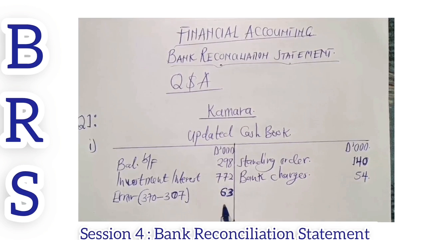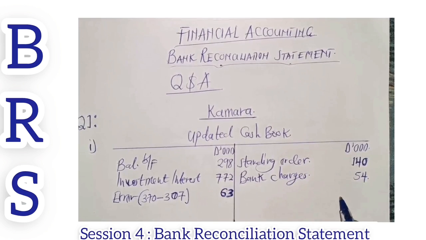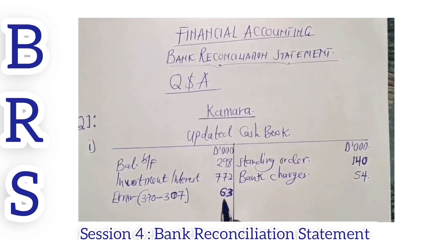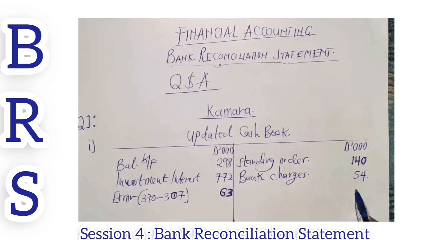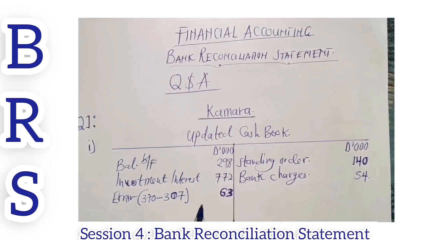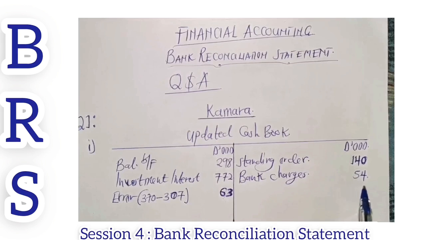So once you have the debit side, the 370 that we recorded is going to be reduced by 63 so that we get 307 at the credit side of the cash book. So that should be the correct figure that should have existed. So it's an error, and we have corrected it by debiting it so that it cancels or reduces the 63 that we have increased at the credit side. So that's how it should be.